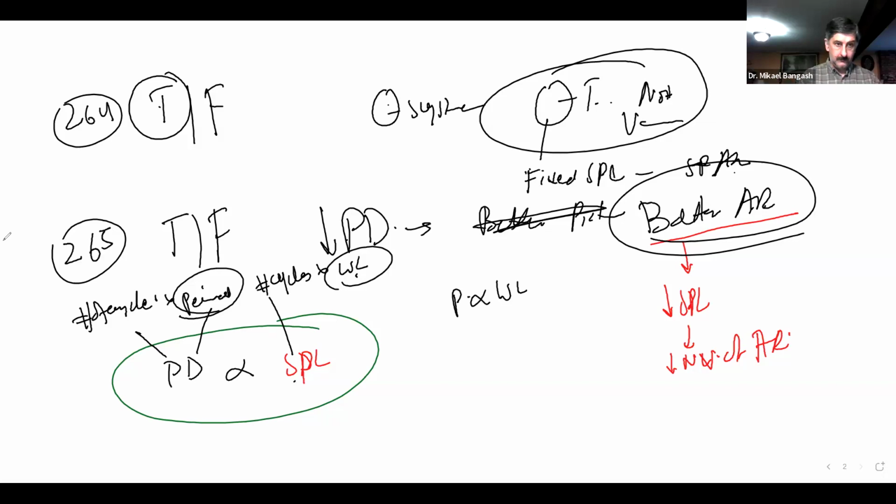And this lower period also means that we have a greater frequency. Or likewise, a lower wavelength also means that we have a greater frequency.